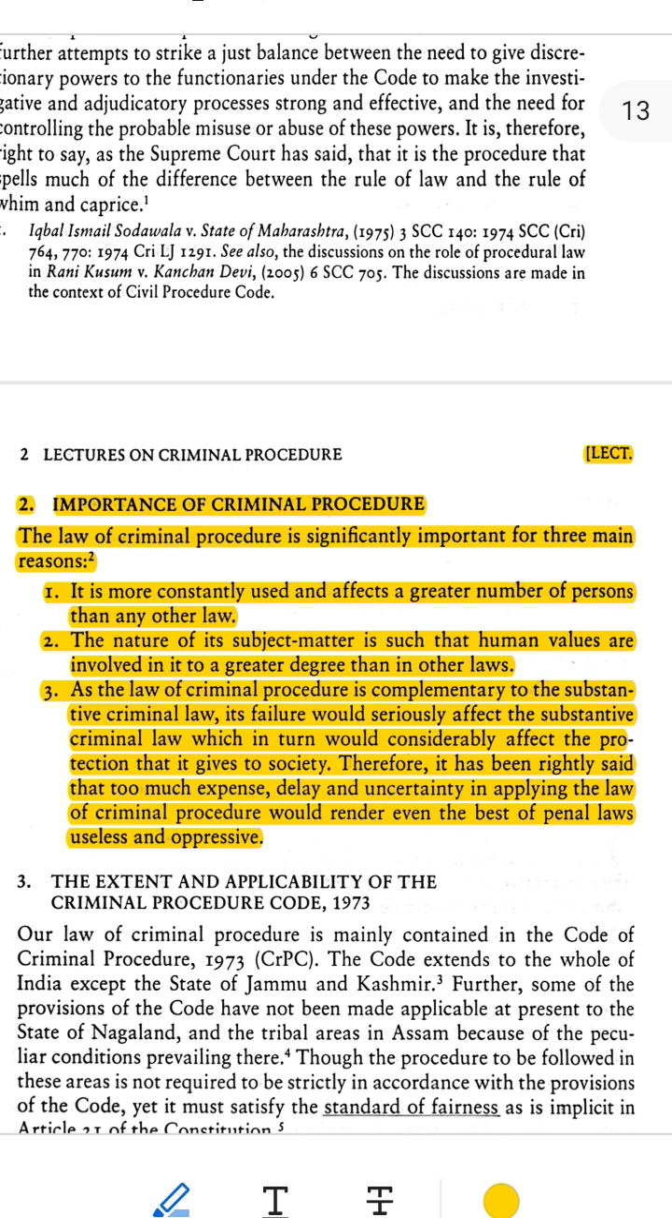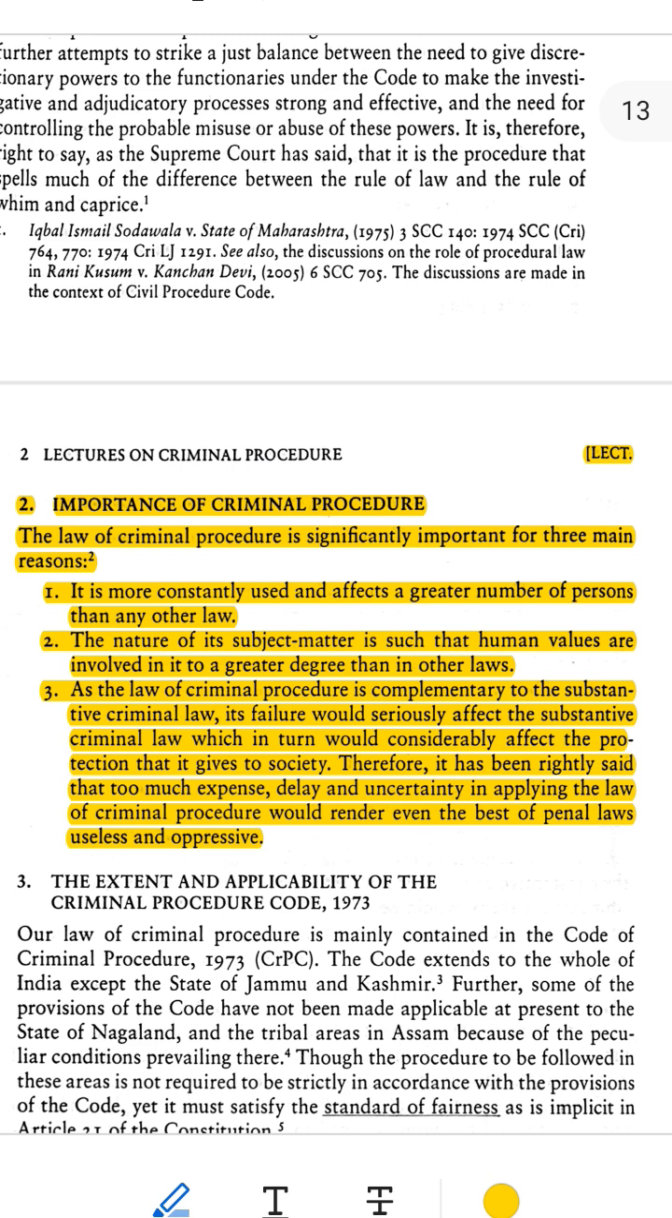Reason 3. It supports substantive criminal law and protects society. Criminal procedure doesn't work on its own. It supports substantive criminal law, which defines crimes and punishments. Substantive law says things like, murder is punishable by law. Theft is illegal. Without proper procedure, these laws can't be enforced effectively. Example, a speeding law might say, you can't drive faster than the limit. But if there are no rules for catching speeders or issuing fines, the law becomes useless.